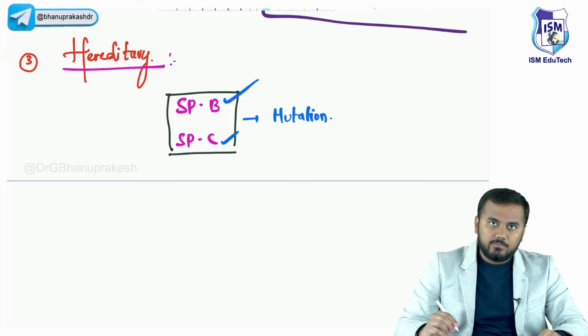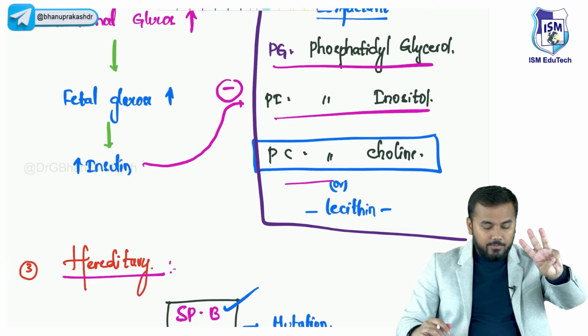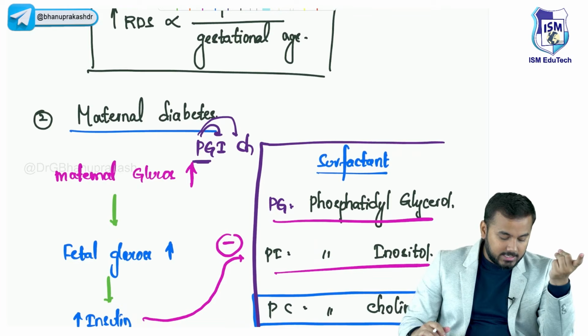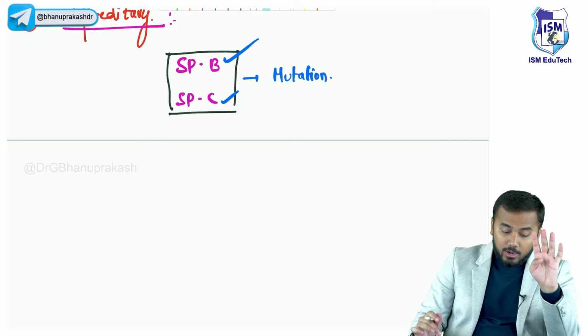Okay. So right now we have discussed three important things. One we discussed is premature or preterm infant. And the second we discussed is maternal diabetes, and third we discussed hereditary. Okay, now the fourth very important thing is C-section or cesarean delivery.